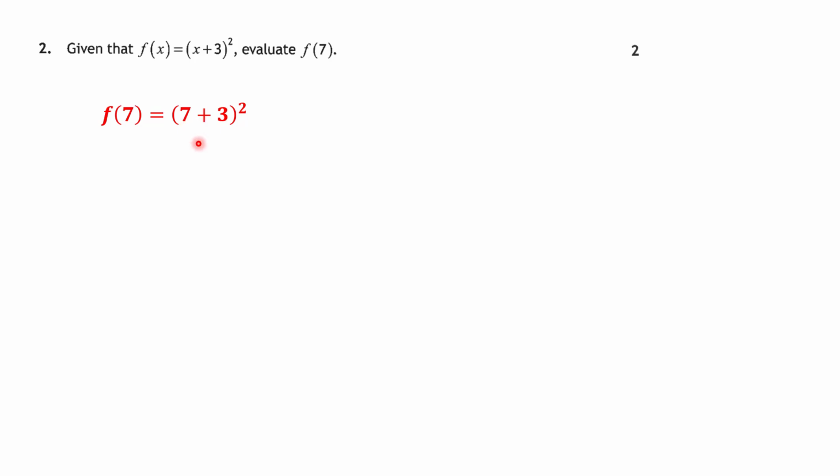We do the bracket first, that's 7 plus 3 is 10. And then we've got to square it. So the answer is going to be 10 times 10, 100. And that's 2 marks again for question 2.